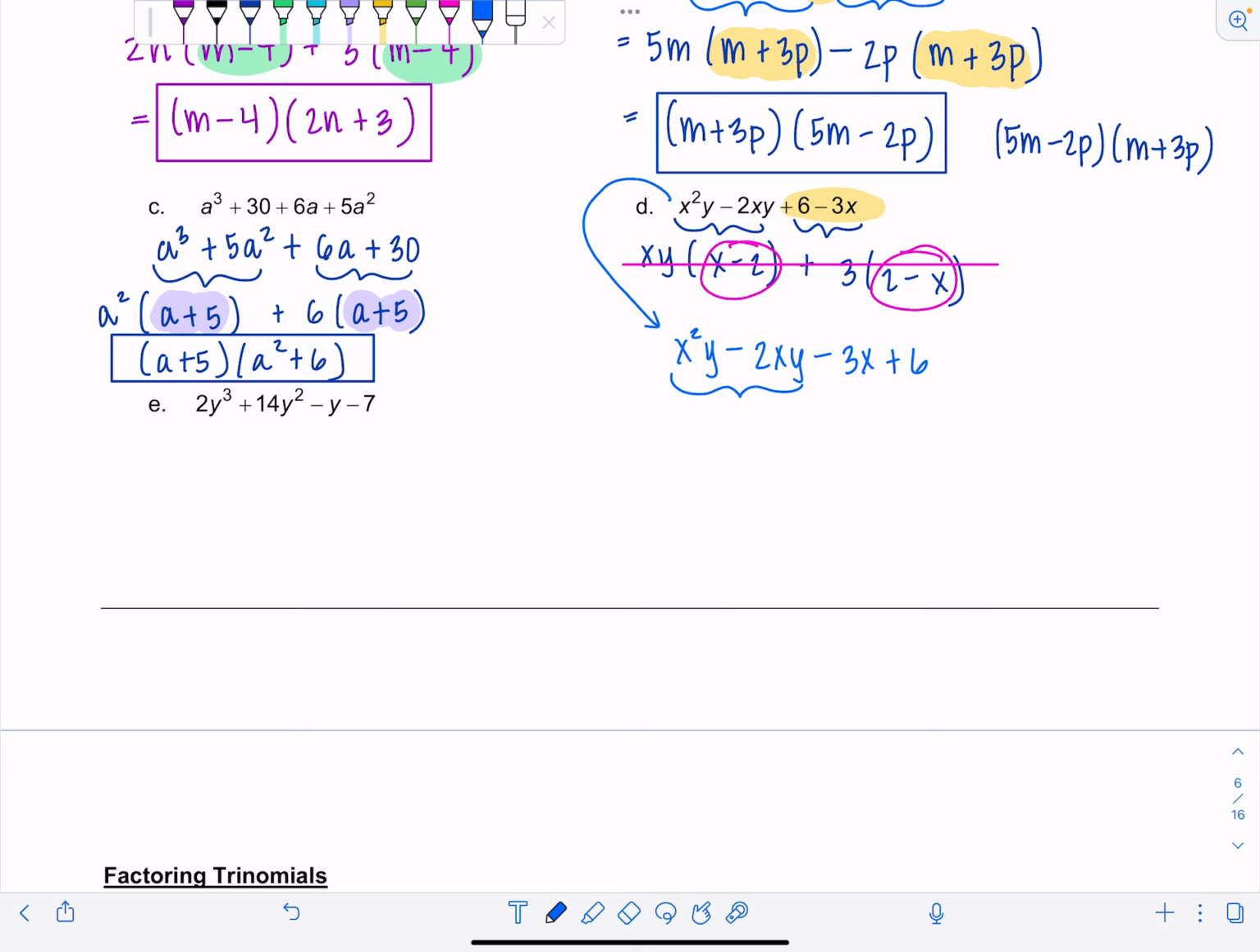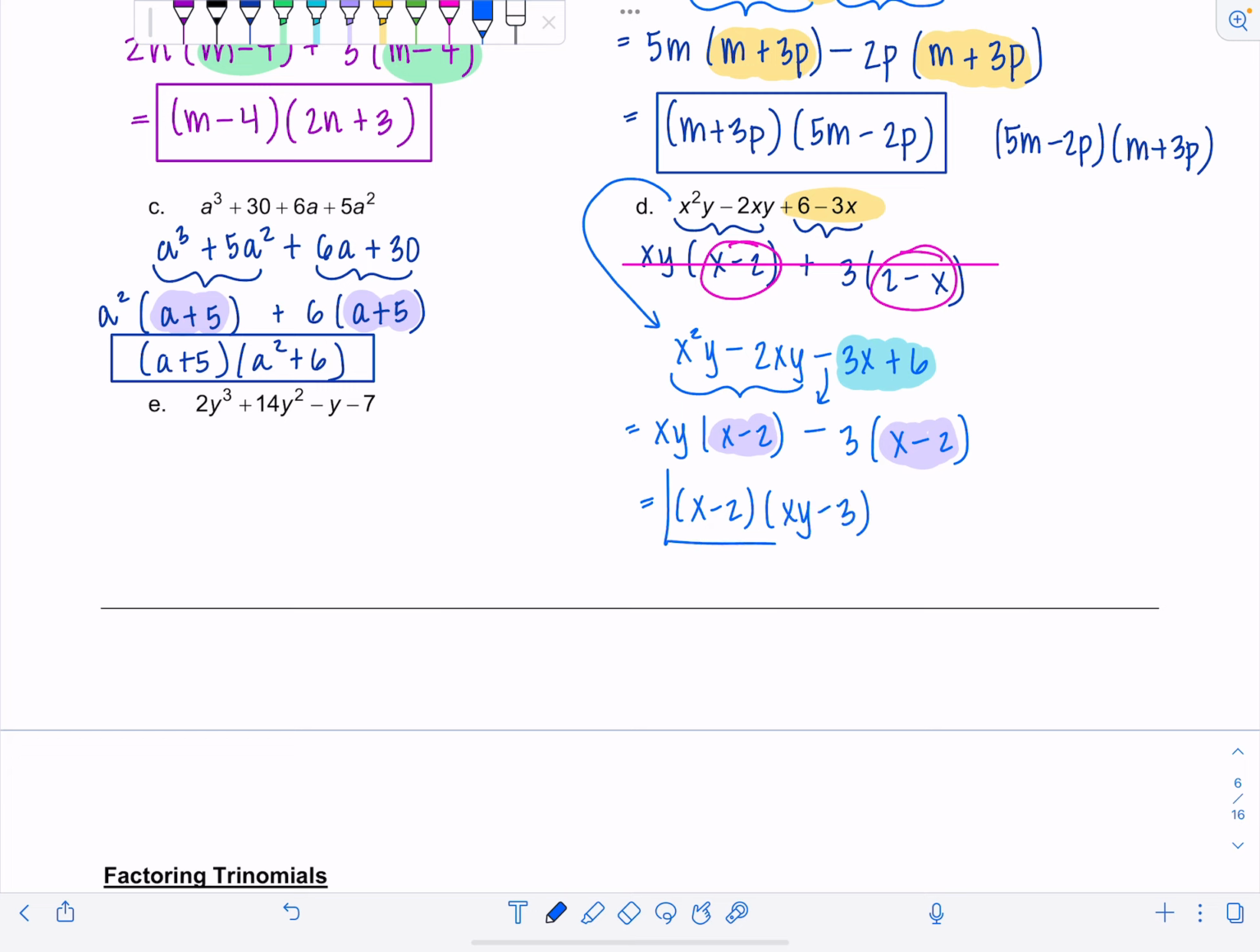Okay, so I can take out again xy, and I have x minus 2. Now bring down that negative. What can I factor out from 3x and 6? A 3. And then I will have x minus 2. Yay, now it matches, right? Here's my x minus 2. Beautiful, beautiful. And then we're going to take it out, factor it out. We have x minus 2 times xy minus 3. All right, good, good.